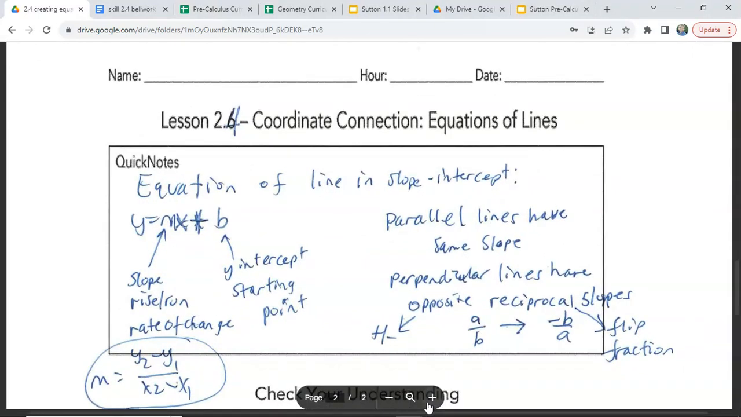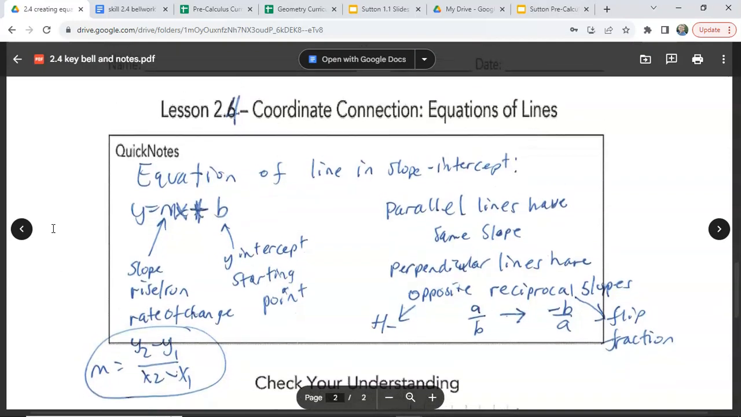This handwriting is kind of disastrous. I did not write this.